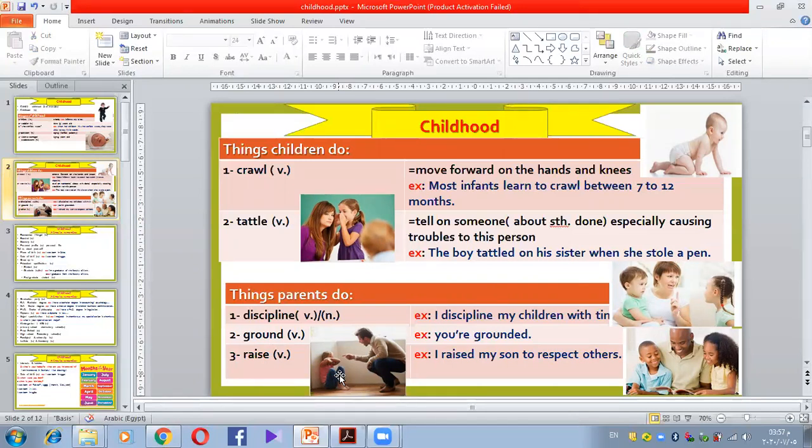If you are going to go out with your friends, no. For example, I'm not going to give you allowance money every day and things like this. So it's a type of punishment. Grounded means punished, not to go out of the house.